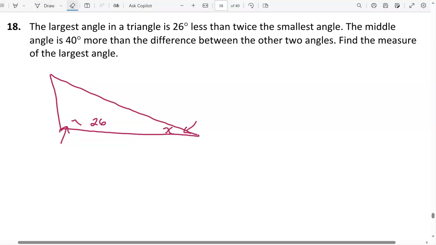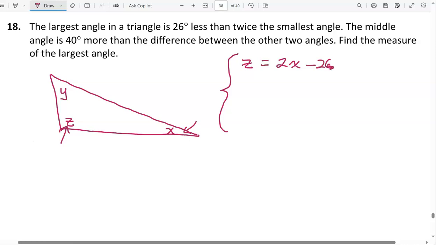So what we're going to do instead is we're going to make our smallest angle x, our medium angle y, and our largest angle z. And then we're going to write some equations that involve 3 different variables here. So the large angle z is 26 less than twice the smallest angle, so that would be 2x minus 26.